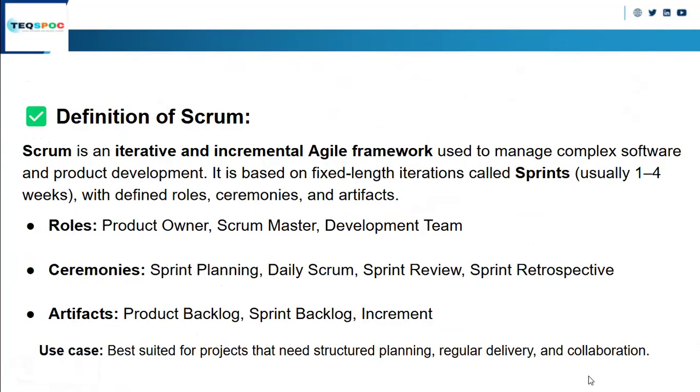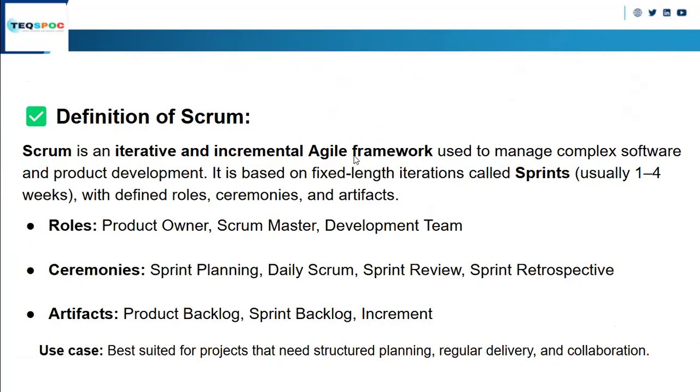Now, let's come to what Scrum is. As I have said, Scrum is an iterative incremental agile framework used to manage complex software or product development. So for project development or managing software, we use the Scrum framework. It is based upon a fixed-length iteration, called a sprint, where the actual development work takes place, where the developer works on the user story, completes the user story, then releases the user stories.